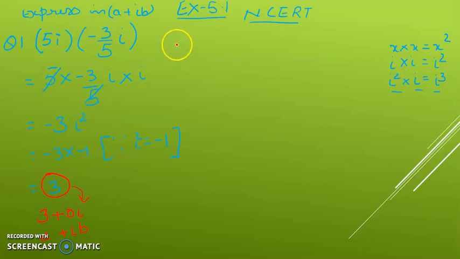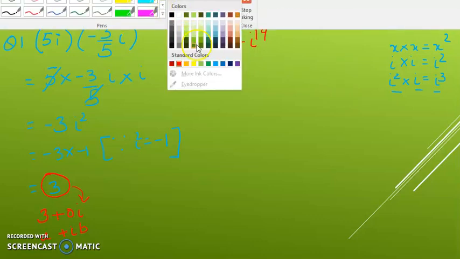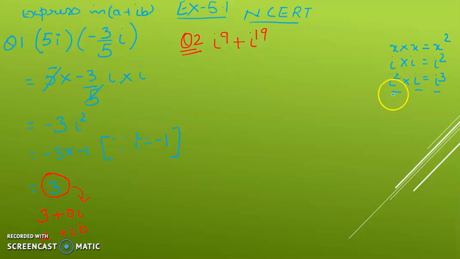Now see question number 2. Your question number 2 is i raised to the power 9 plus i raised to the power 19. You have to solve this. To solve this, you should keep in mind, as I told, i square is equal to minus 1. We know that i square is equal to minus 1.